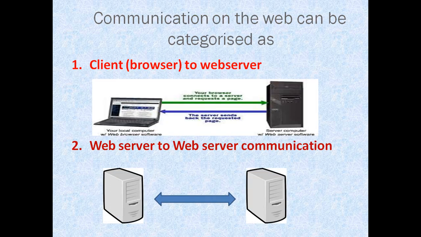It's the communication on the web that can be categorized as client to server. The client, we usually refer to as the client or browser, and the web server as the server. So the communication can be of two types. One is client to web server, direct access, and the other one is, in some cases, not in all cases, web server to web server communication may be required. So these are the two major categories of communication.